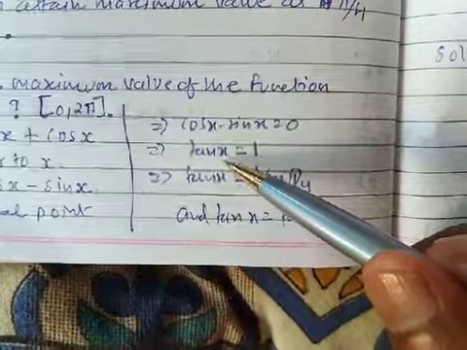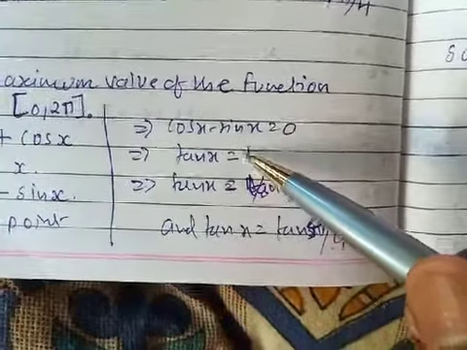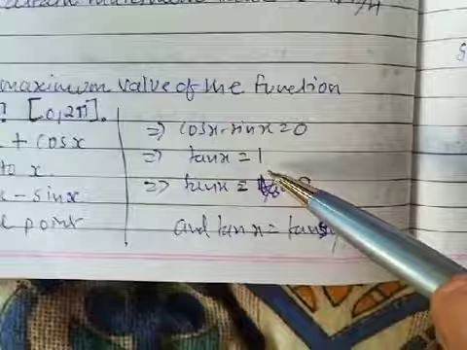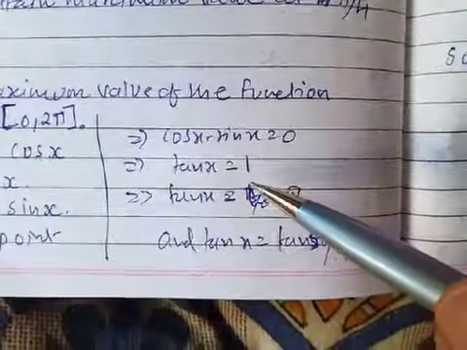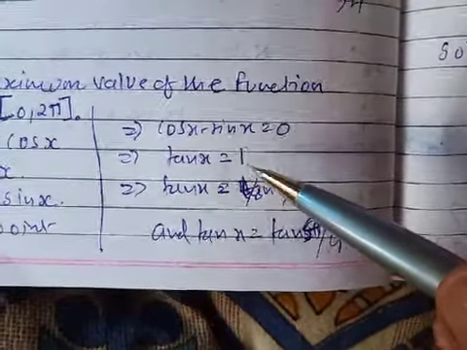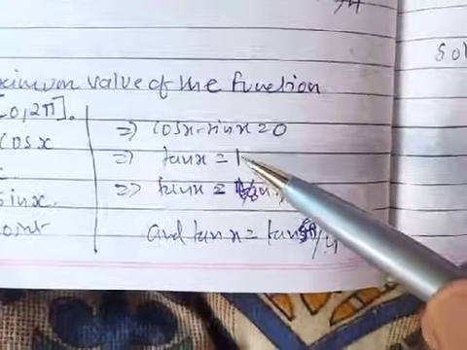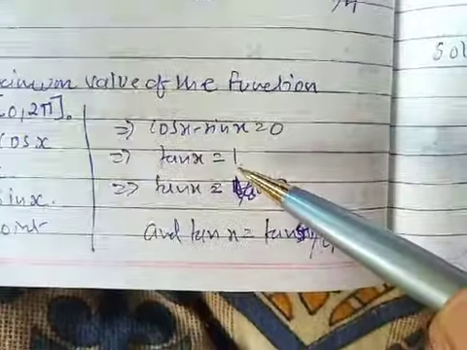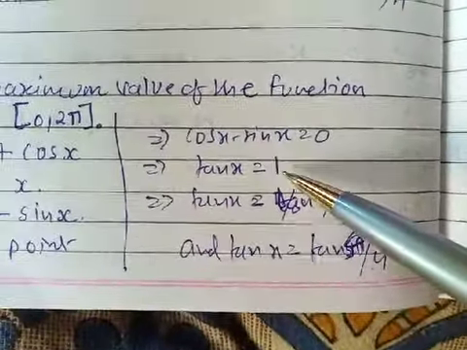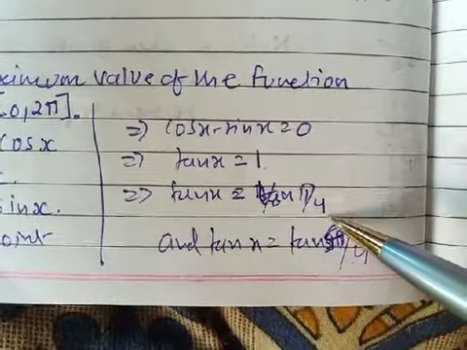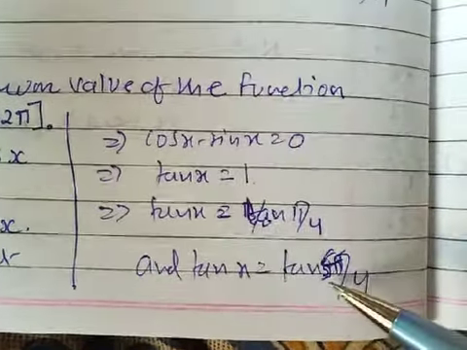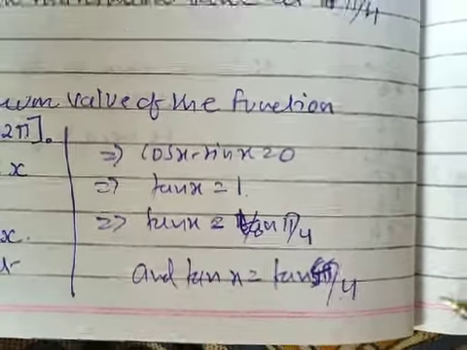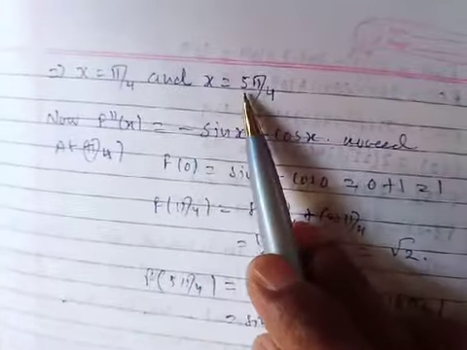Here tan x is equal to 1. Where is the value of tan positive? It is in the first quadrant as well as the third quadrant. So first quadrant means pi by 4 and third quadrant means pi plus pi by 4, so it is 5 pi by 4. So x is equal to pi by 4 and x is equal to 5 pi by 4.